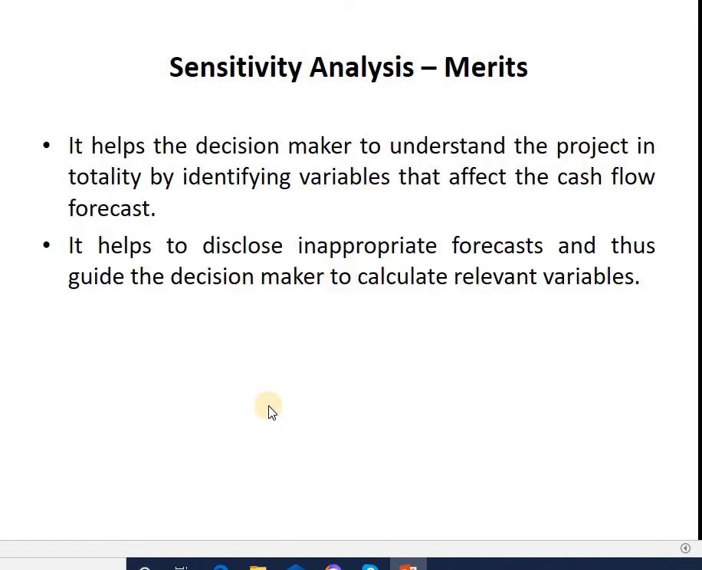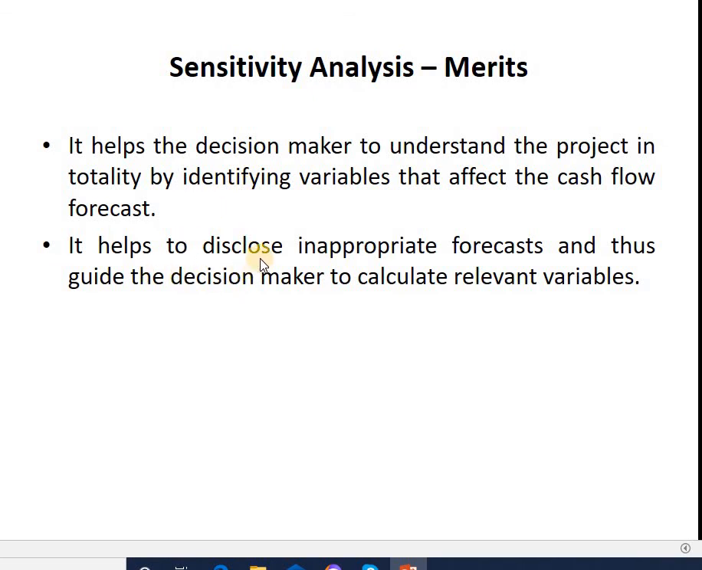factor. The merit of sensitivity analysis is that it helps the decision maker to understand the project in totality by identifying variables that affect the cash flow forecast. This method provides a broader sense of understanding, because we are identifying the variables. We are not taking only one variable. We are identifying as many variables as possible that affect the project's NPV. So it helps us understand the project in totality, in a whole manner.